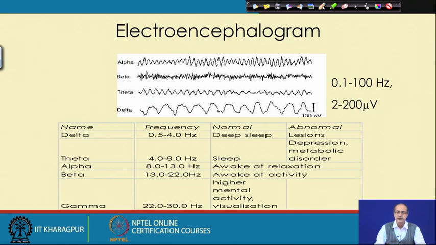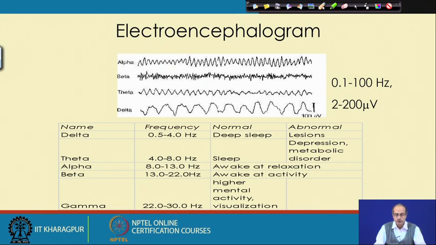Each of these waves, delta, theta, alpha, beta, gamma, is predominant in different kinds of normal conditions. Delta is common in deep sleep, and theta appears when people are sleeping but not in deep sleep. In the normal awake condition, when people are relaxed and awake, we get alpha, and we get beta when the brain is active, and gamma is for higher mental activity, visualization.